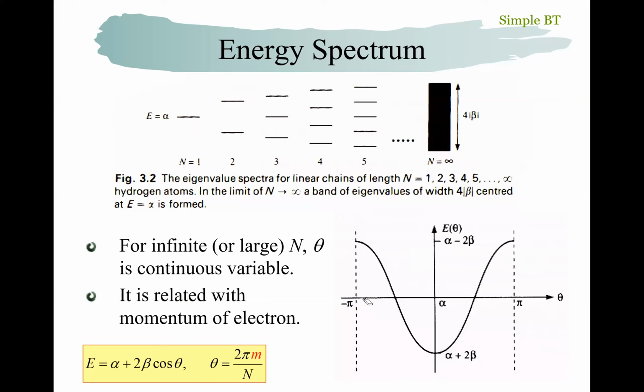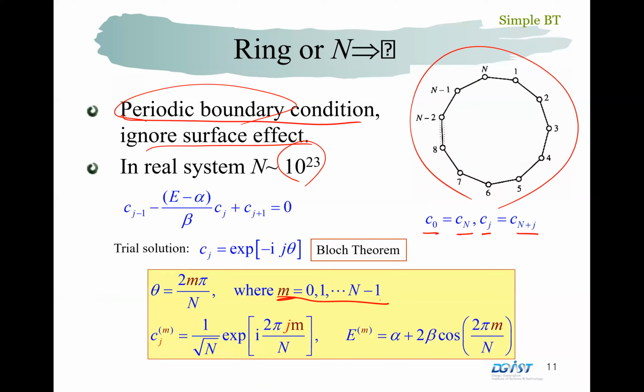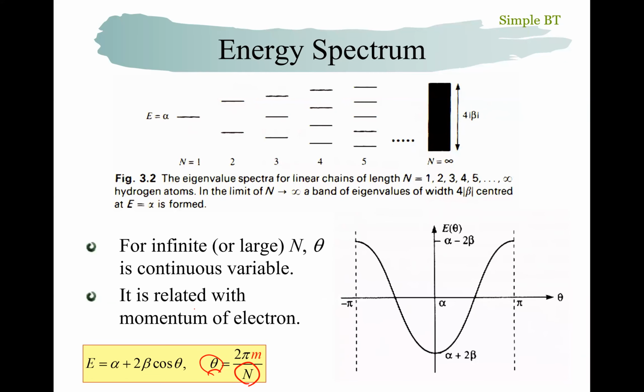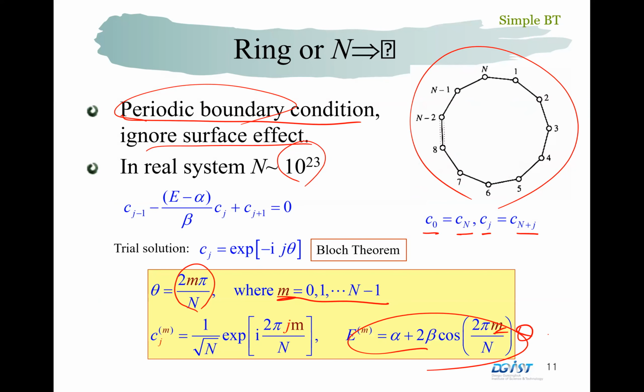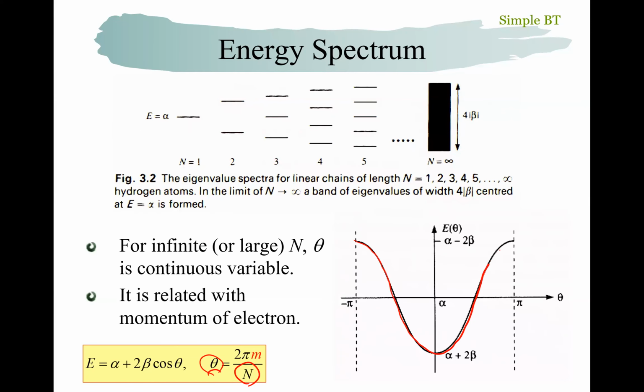And this means if you take n as a really, really large number, then theta is a kind of continuous variable, right? The m is an integer number, but m varies from 0 to n minus 1, so this number is changing from 0 to 2 pi. Okay. So this energy, if you take theta as continuous, is nothing else but this shape. And the bottom of this energy is alpha plus 2 beta, and the top is alpha minus 2 beta. Please remember that beta is negative.